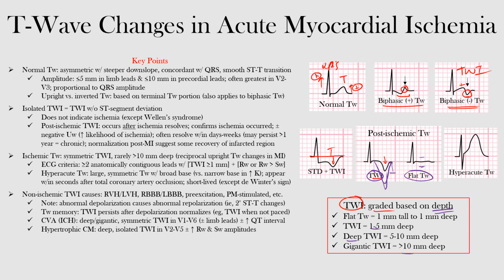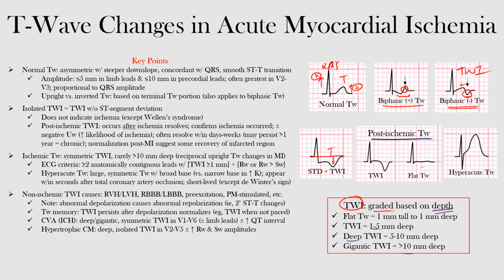These are referred to as post-ischemic T-wave inversions and may be accompanied by negative U-waves, which actually further increase the likelihood of ischemia. These post-ischemic T-waves typically resolve within days or weeks, but they may persist for over a year, in which case they are now defined as chronic. The normalization of T-wave inversion following infarction suggests some recovery of the infarcted region. Now, there is one important exception of isolated T-wave inversions called Wellen syndrome, but we will save that for another lecture.